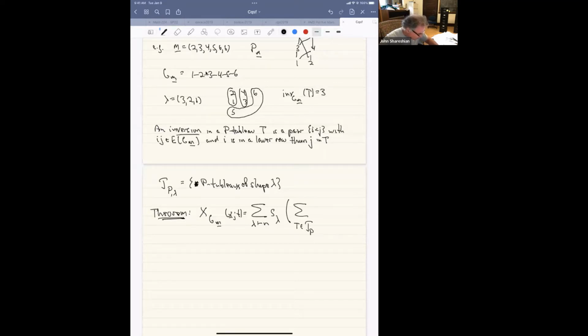We take all the p-tableau of shape lambda, and we raise t to the power of the number of inversions. So the key point here is this has positive coefficients, manifestly. This says that it's Schur positive: the coefficient of every Schur function is a polynomial with non-negative integer coefficients. If we want to think of this as a graded representation, of course, we collect all the S lambdas connected to t to a particular power.